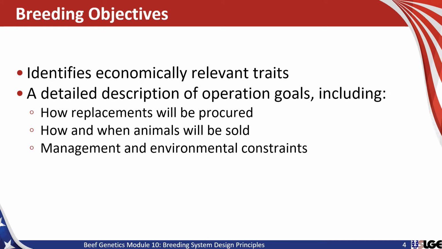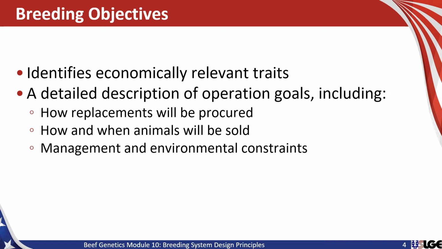A breeding objective clearly identifies economically relevant traits, those traits that are directly associated with the cost of production or directly associated with the source of revenue. A breeding objective includes a detailed description of operational goals, including how replacements will be procured, if they're going to be raised or if they're going to be purchased. It also defines how and when animals will be sold. For example, will they be sold at weaning? Or perhaps, will they be retained through the feedlot phase and maybe sold on a value grade-based system?